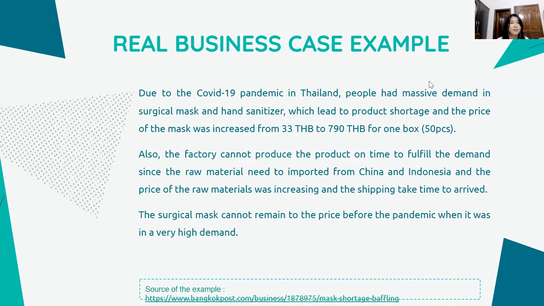Next. And this is an example of a real business case. Due to the COVID-19 pandemic in Thailand, people had massive demand for surgical masks and hand sanitizer, which led to a product shortage, and the price of the mask increased from 33 Thai baht to 790 baht for 1 box. And the factory could not produce the product on time to meet the demand, since the raw materials need to be imported from China or Indonesia, and the price of the raw materials increased, and the shipping took time to arrive. The surgical mask could not remain at the price before the pandemic, when it was in very high demand.